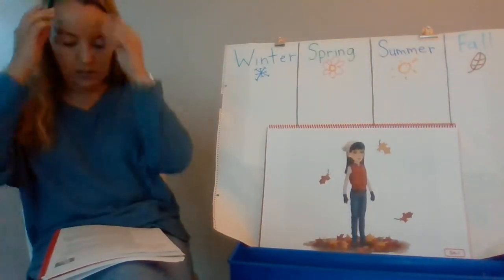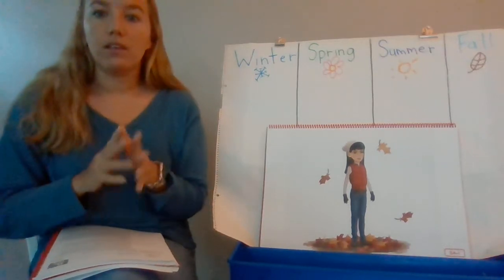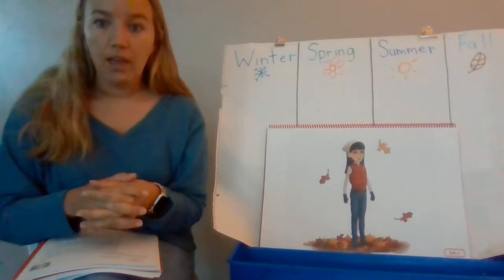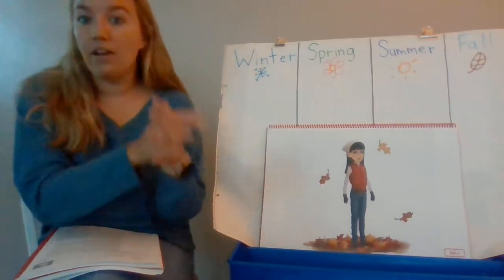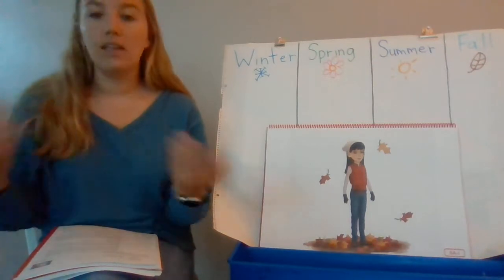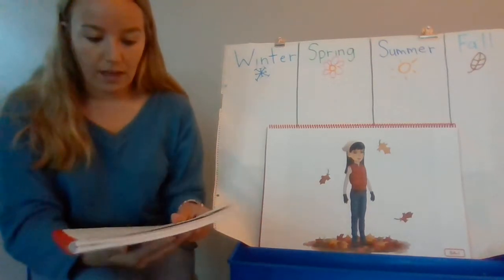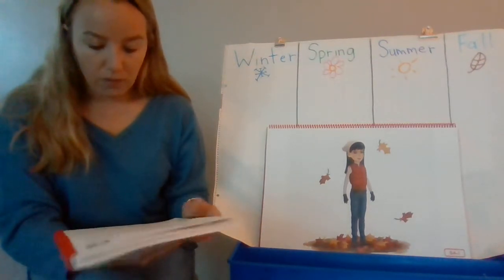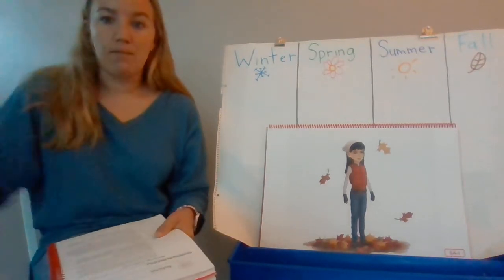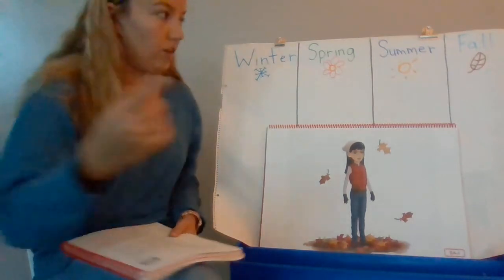Okay, so I've already taught you that different places around the world experience different seasons. So on a cold day here, it could be a very hot day somewhere else. Or on a rainy day here, it could be a sunny day somewhere else. So remember that. And then also remember that the seasons move in a cycle. That means they repeat themselves over and over again.